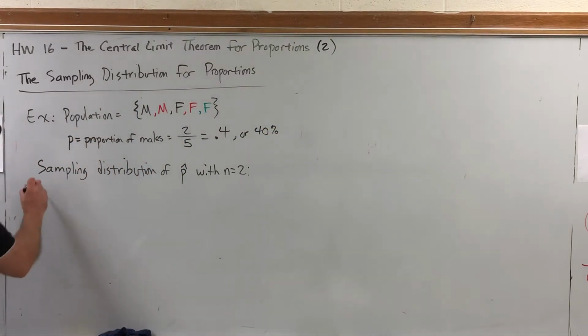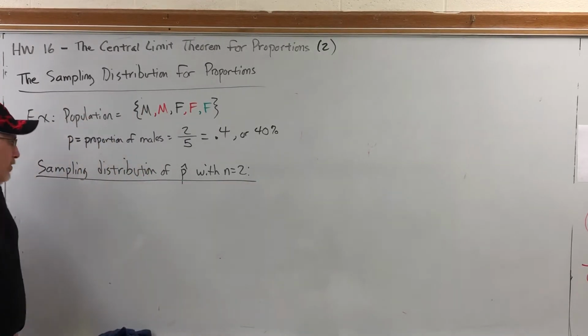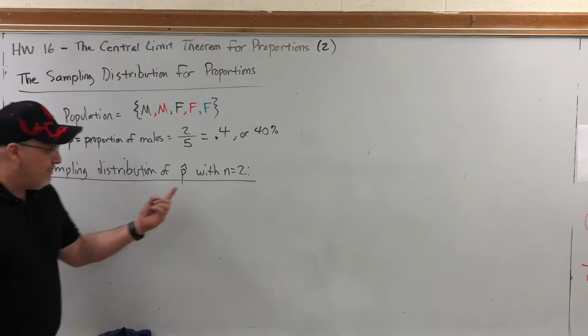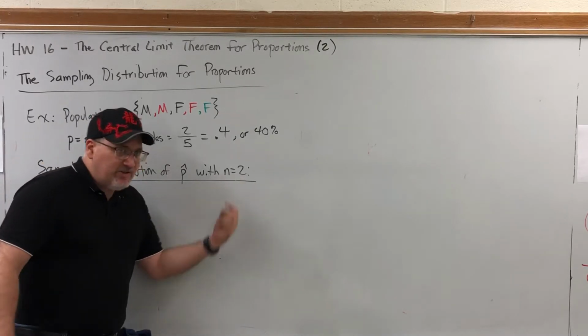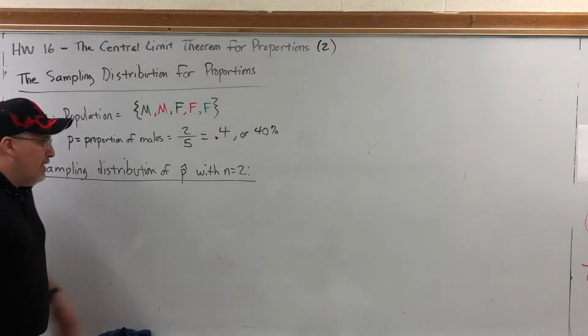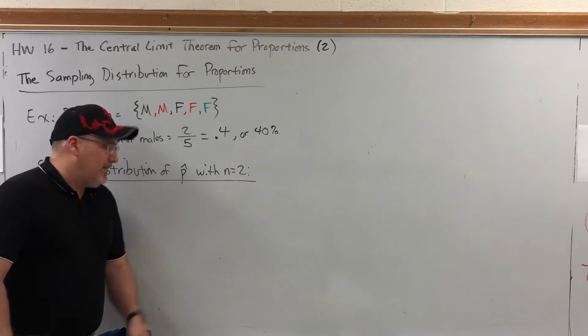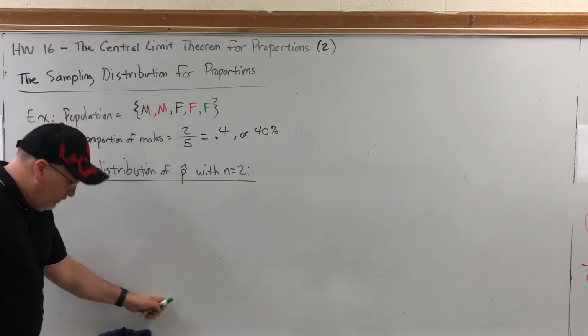Let's make a sampling distribution of p hat with a sample size of 2. Remember, when you have a sampling distribution, you have to first start with a fixed sample size. In order to do this, we need to figure out every possible value of p hat, which means we need to figure out every possible sample of size 2.